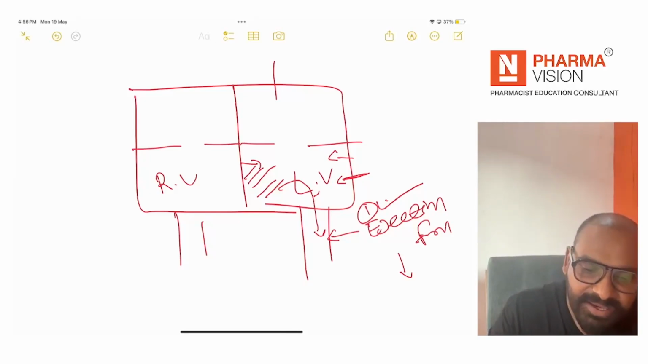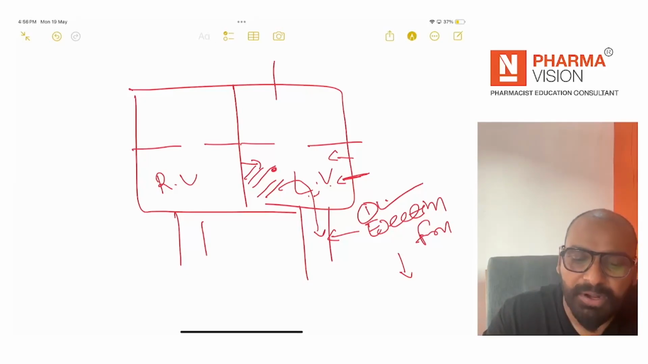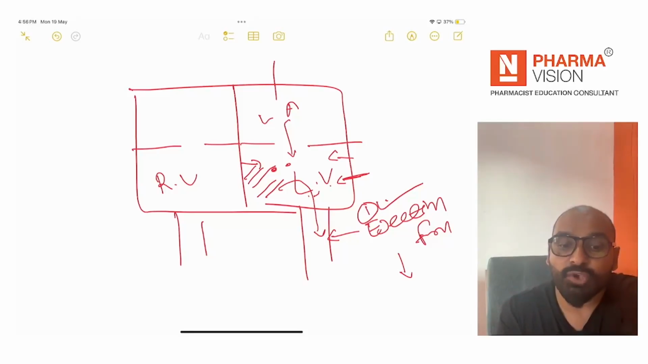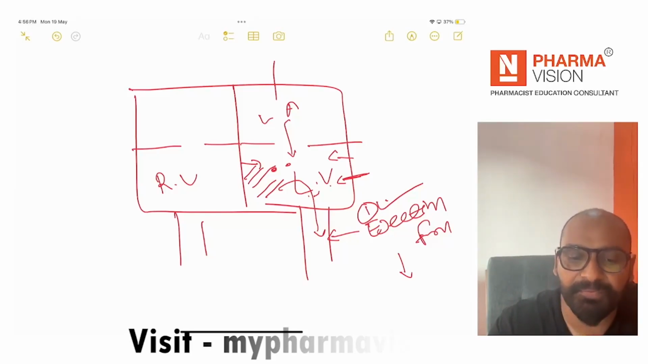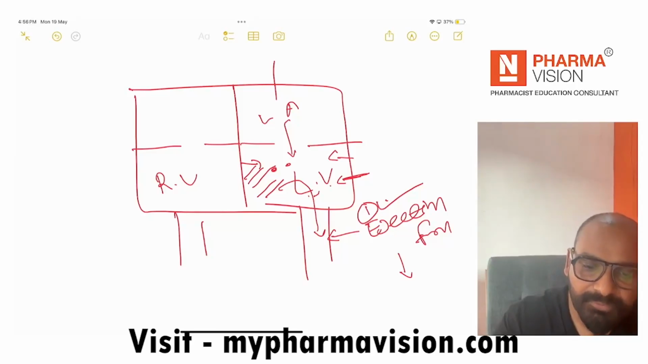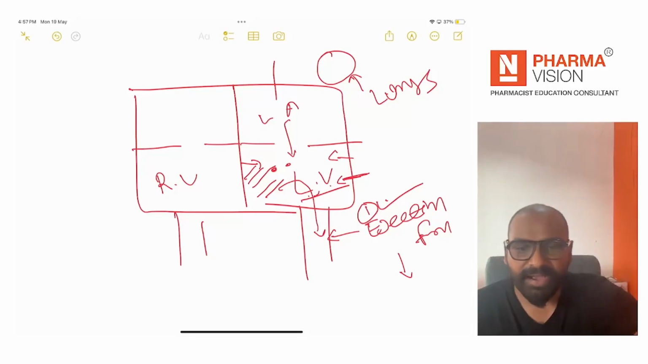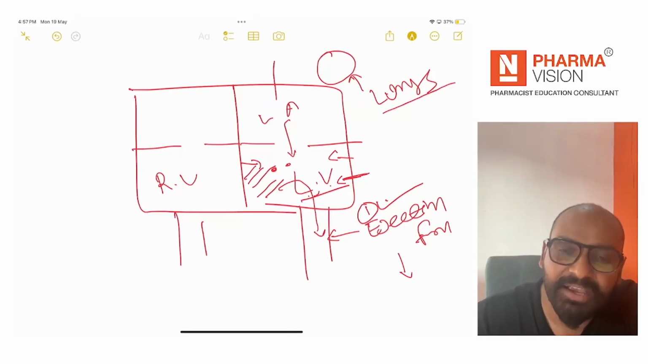The second thing is, if the left ventricle is not pumping properly, the fluid starts accumulating here. That means the left atrium is not able to receive blood from the lungs. So if the patient is suffering from a left ventricular problem, in that situation fluid starts accumulating in the lungs. The lungs are filled with fluid.